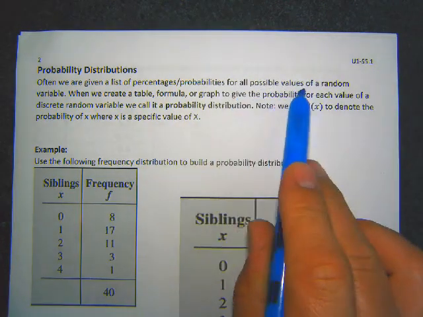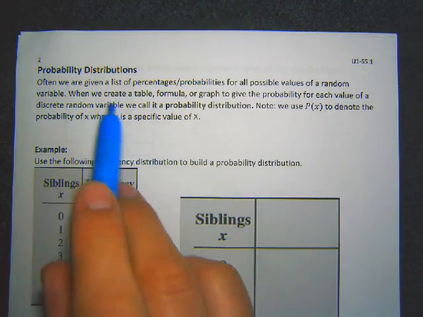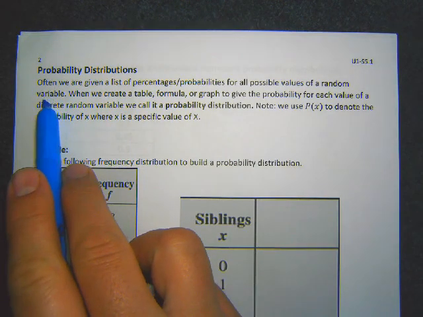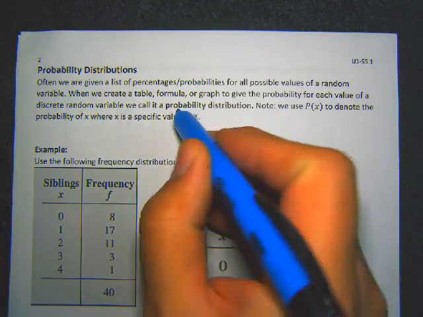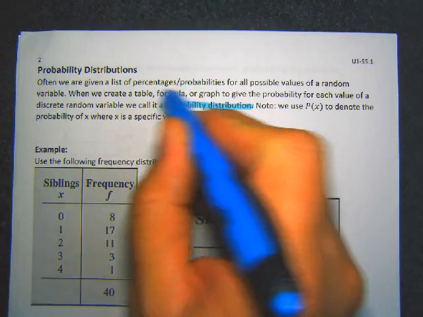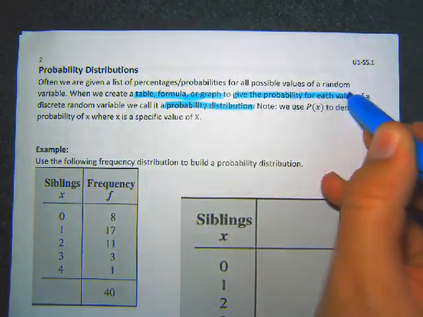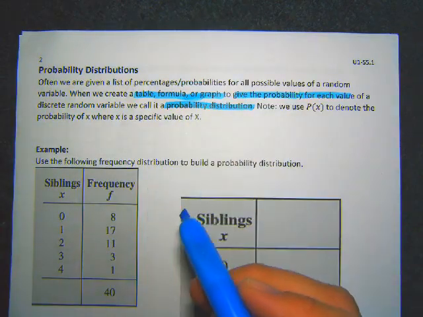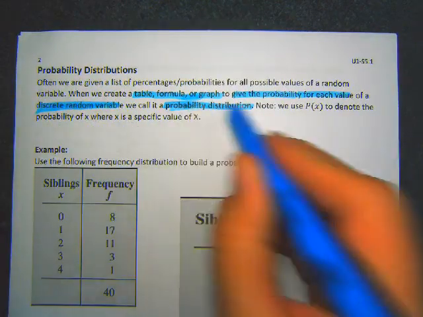For all the possible values of a random variable, we said the random variable can have different results. So we're going to look at all the different results it could have and then create a table, formula, or graph to give that probability, and we'll call it a probability distribution. So it's a table, formula, or graph that gives the probability for each value, for all those different values that this variable can have. So that's for the discrete random variable, and we call it a probability distribution.